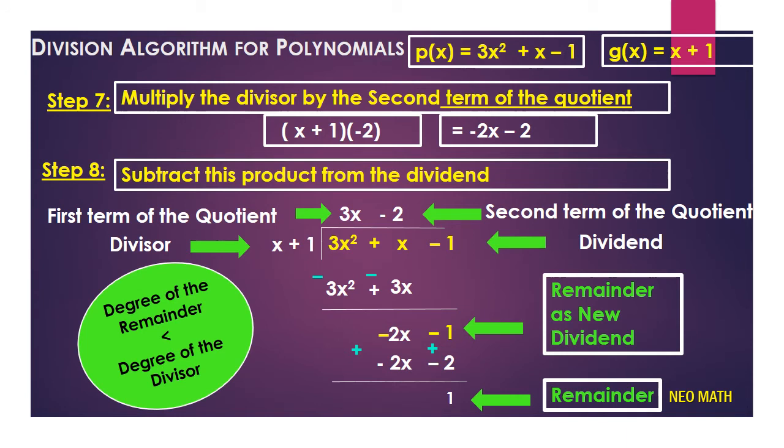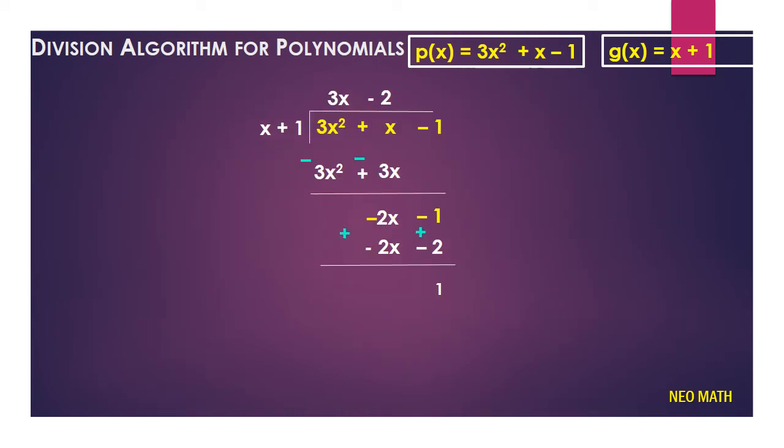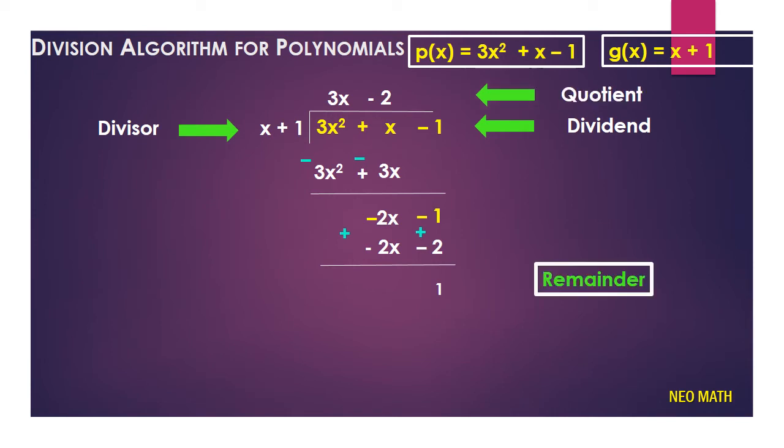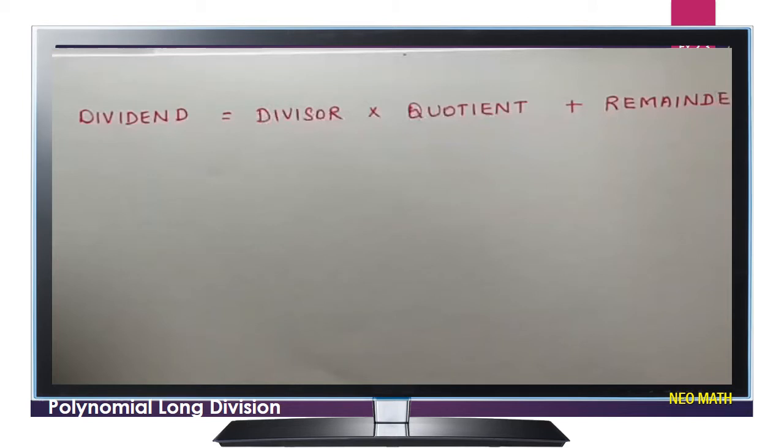So here the degree of the remainder is less than the degree of the divisor. The degree of the remainder is 0 and the degree of the divisor is 1. So the degree of the remainder is less than the degree of the divisor. So we have to stop and take the remainder. So 3x square plus x minus 1 is the dividend, x plus 1 is the divisor, 3x minus 2 is the quotient, and 1 is the remainder.